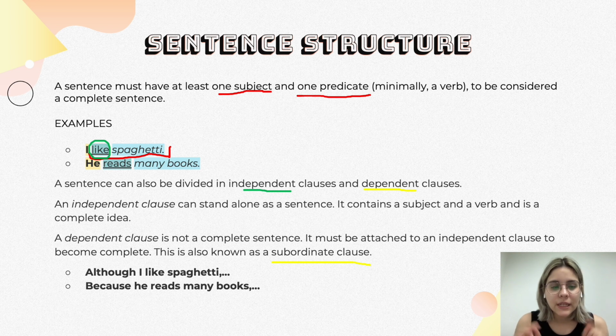The difference between an independent clause and a dependent clause is the fact that a dependent clause is not a complete idea, okay? It's missing something, and that something is an independent clause. For example, "Although I like spaghetti, I hate tomatoes," yeah? "I hate tomatoes" is our independent clause, and it's a complete thought. "I hate tomatoes" can stand alone, but "although I like spaghetti" cannot, okay?